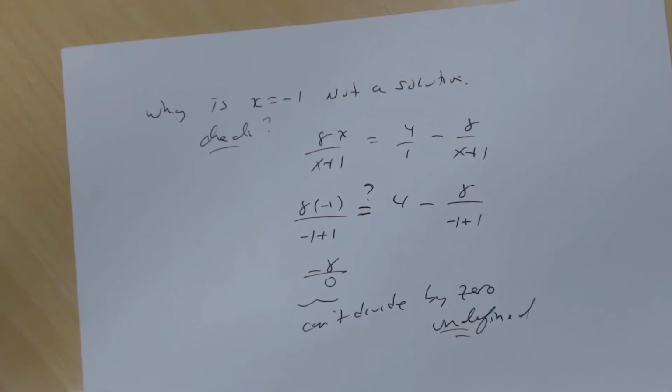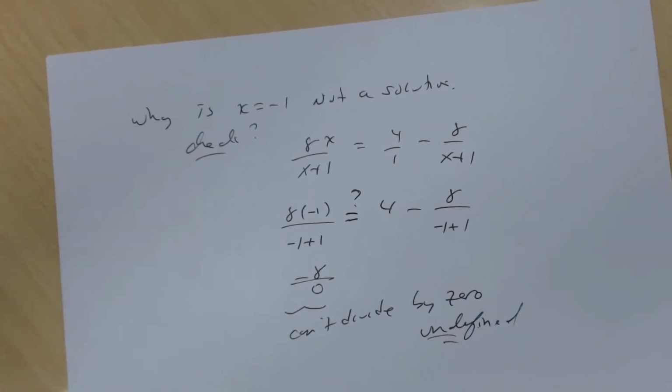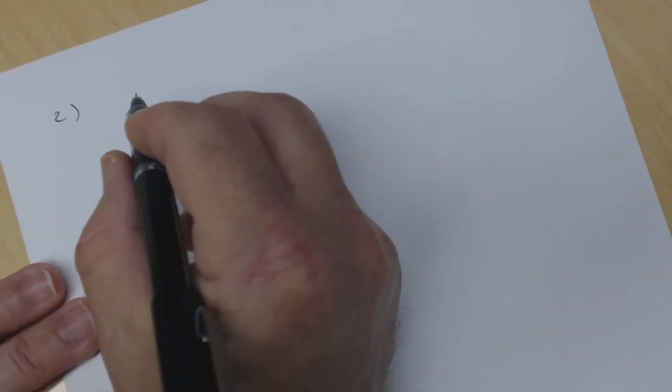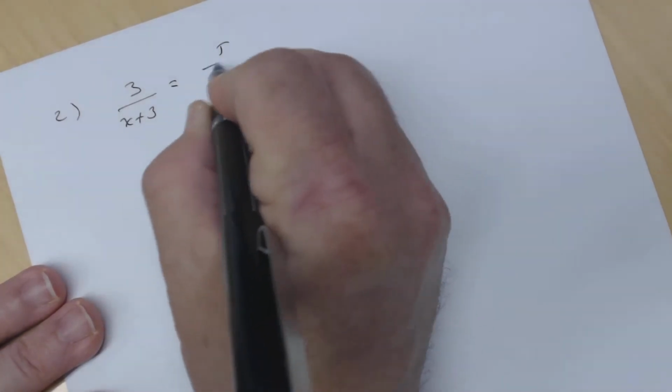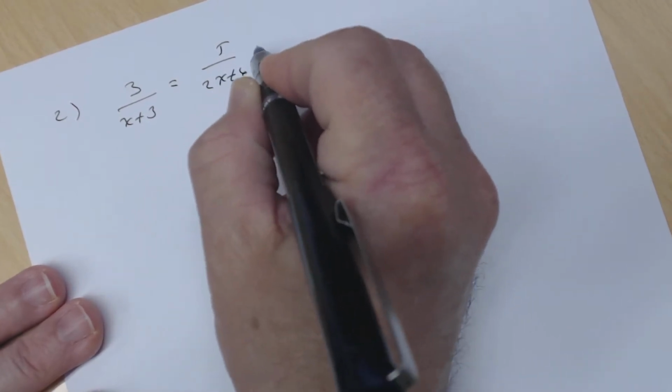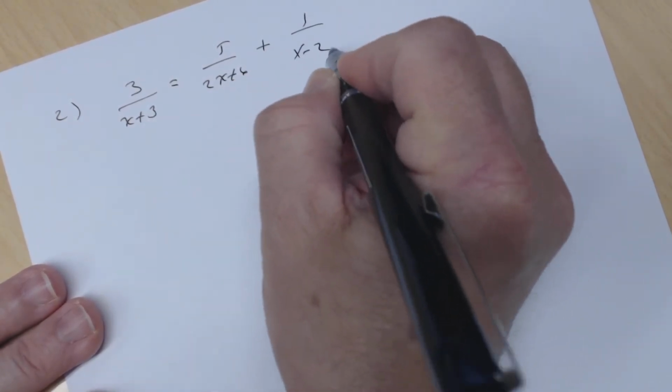Okay, number 2. All right, number 2. All right, let's suppose we had this. You had 3 divided by x plus 3 equal 5 divided by 2x plus 6 plus 1 divided by x minus 2.